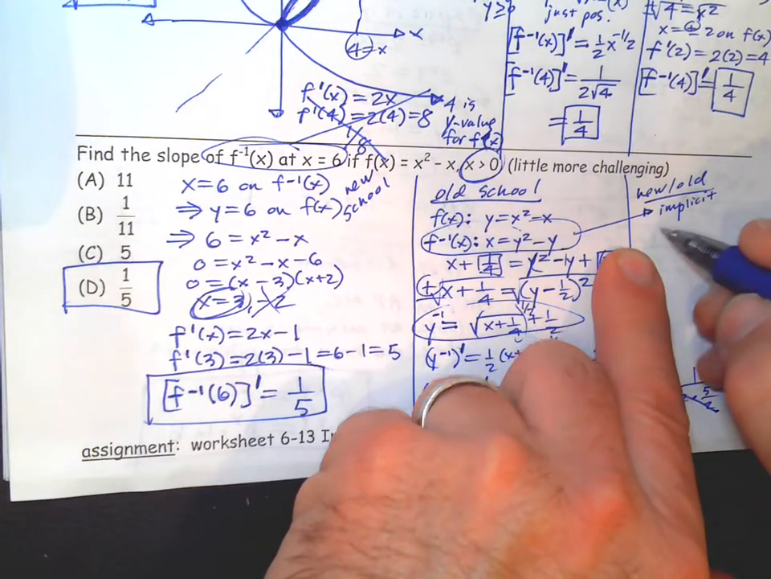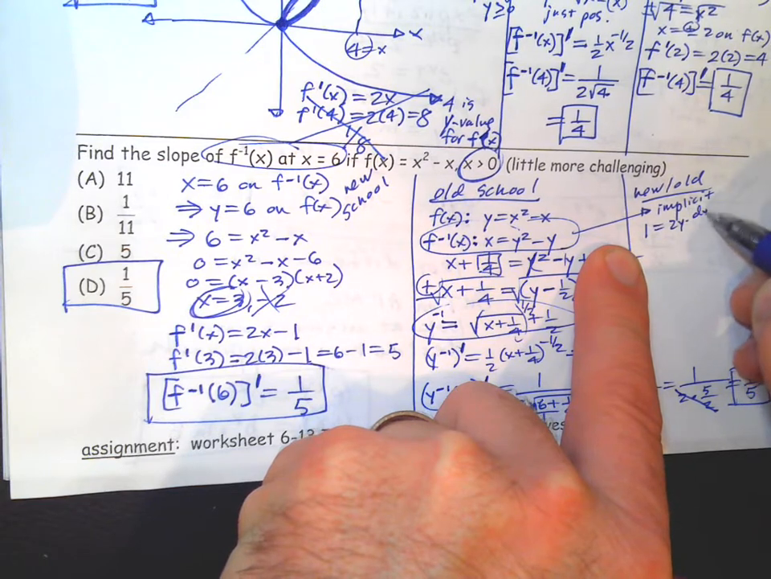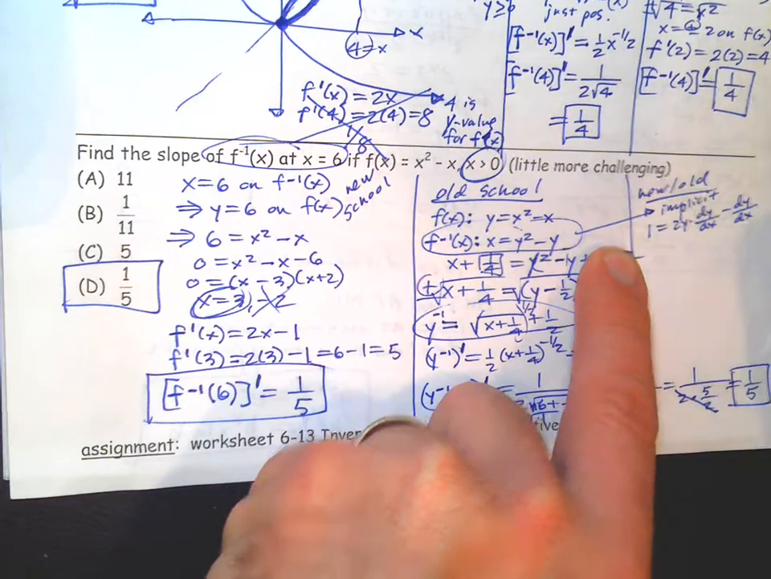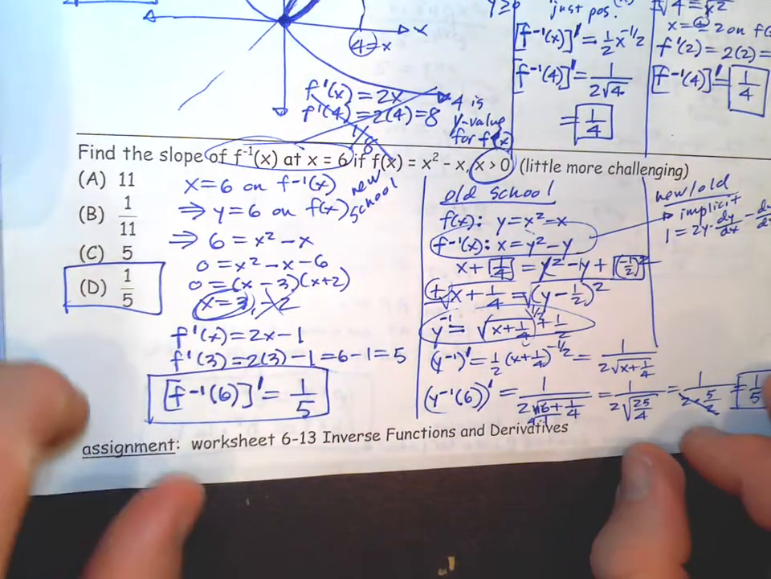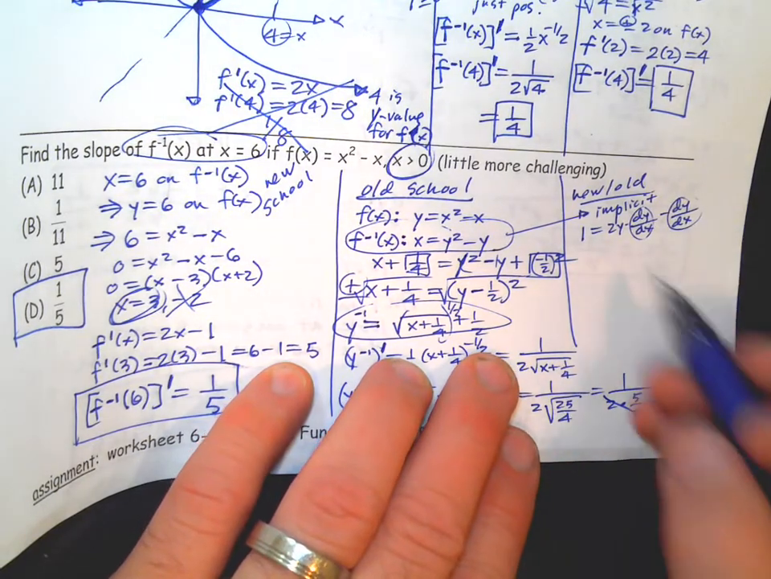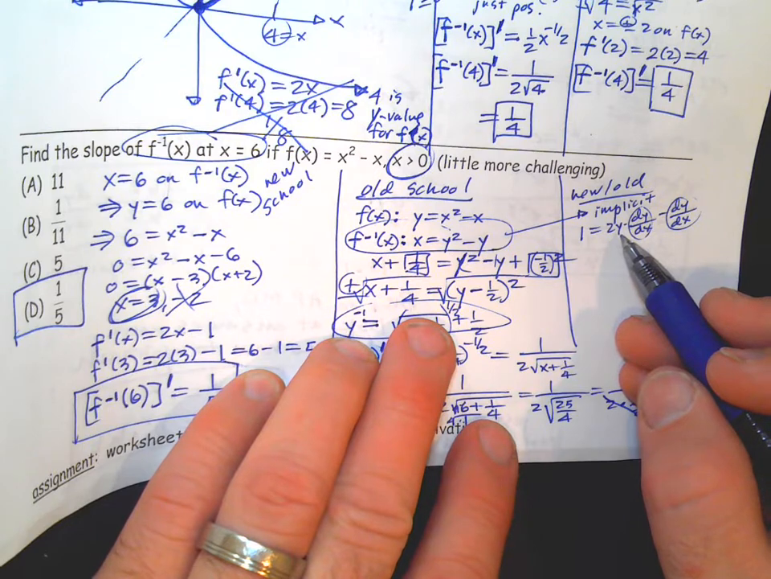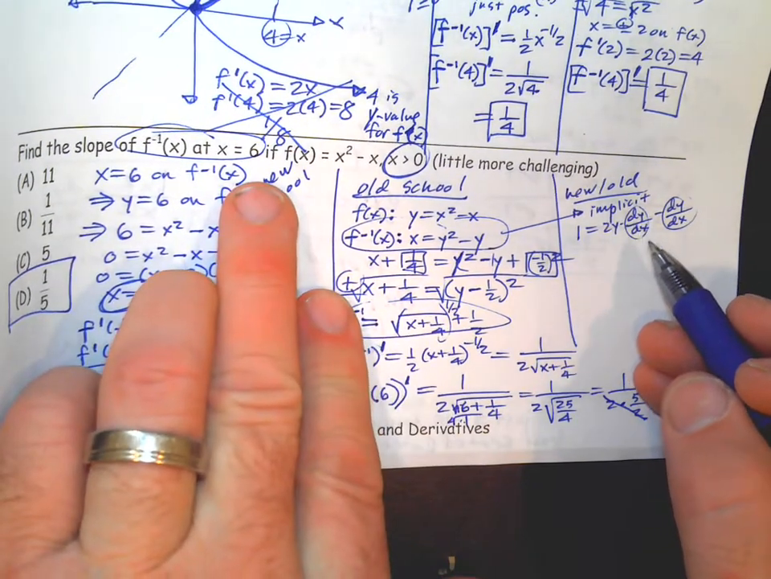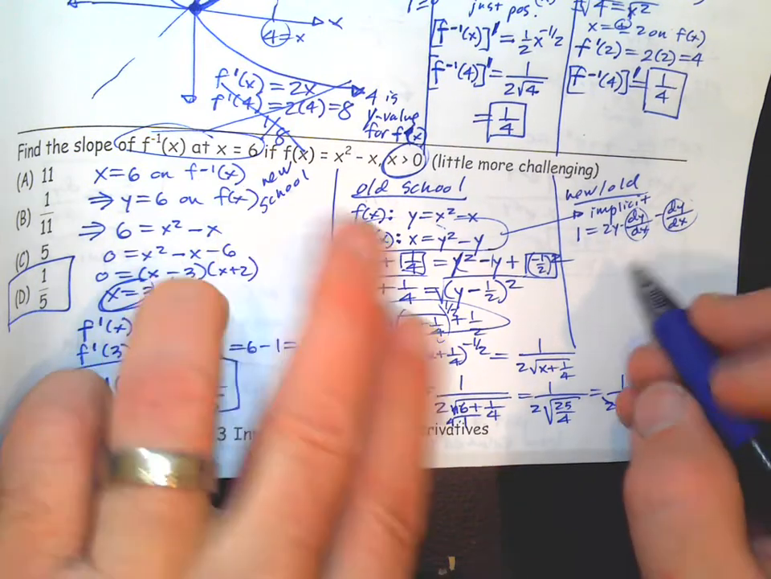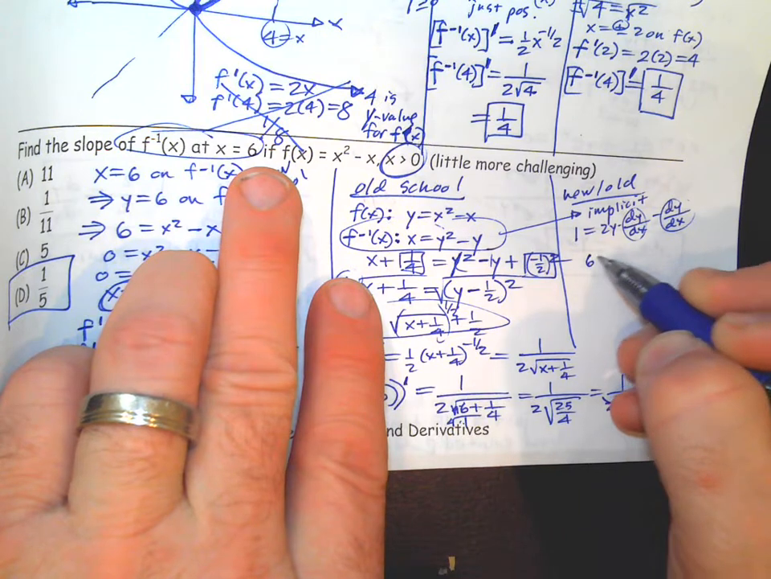And so you would say, okay, well, derivative of x is 1 equals 2y dy/dx minus dy/dx. So implicit differentiation, and you can't get y by itself. And there's your slope, but you would need the y value. And we know the x value is 6. So you'd have to figure out what the y value is on the inverse. And the best way to do that is to say, well, if x equals 6 on the inverse, then y equals 6 on the original function.